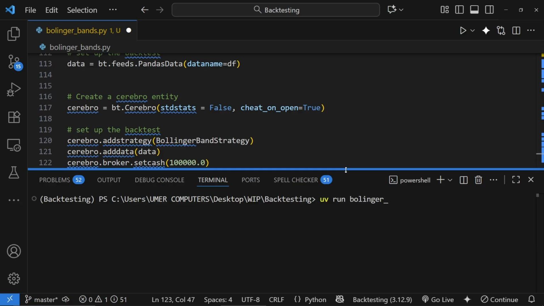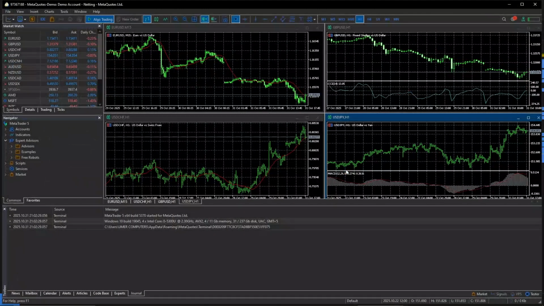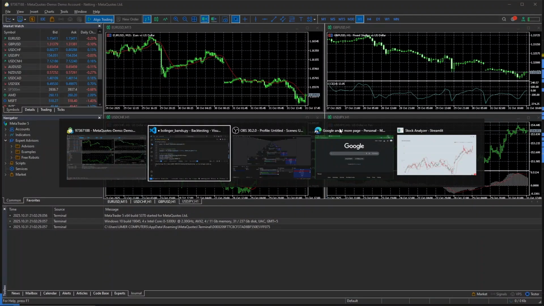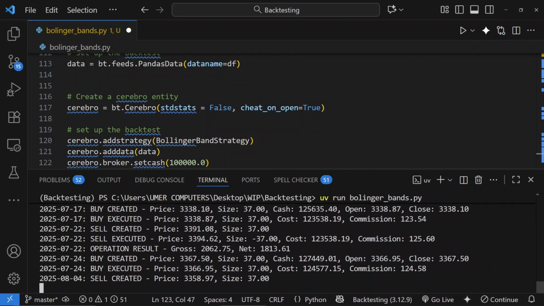Bollinger bands.py. This will initialize MetaTrader 5, and after that it will fetch the data and it will start the backtesting engine. Okay, it has started backtesting, and we have a final portfolio right here.